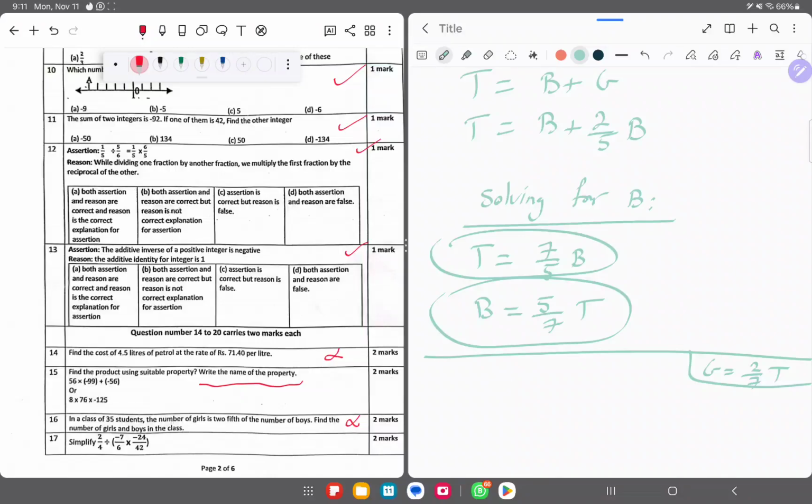They want the number of girls and boys in the classroom. They want to know the number of girls and boys. Okay, yeah. So I need to get the number of boys according to the total, and the number of girls according to it. If I got the number of boys, that's 5/7.